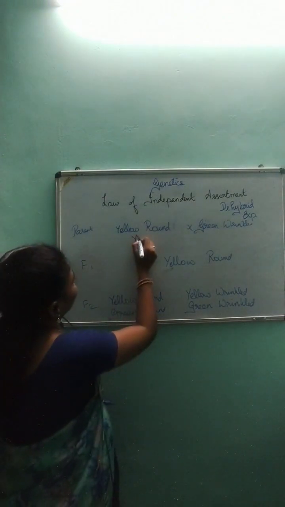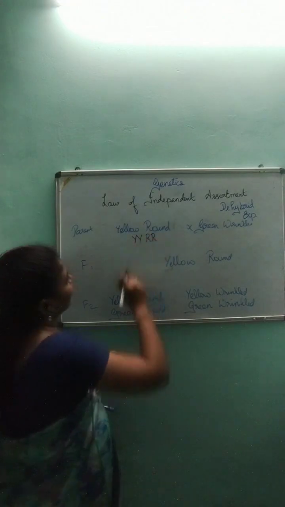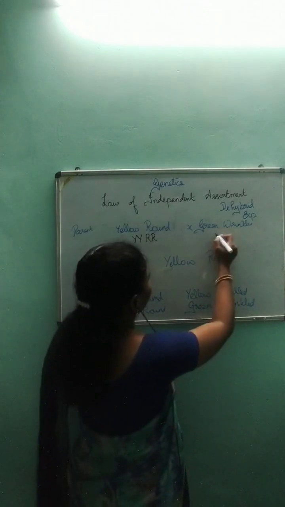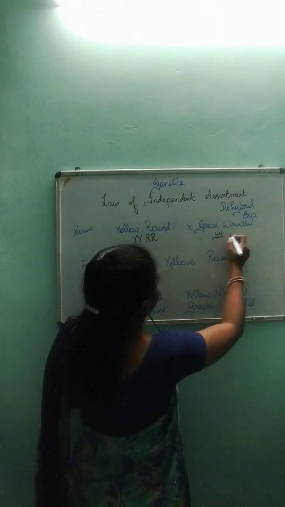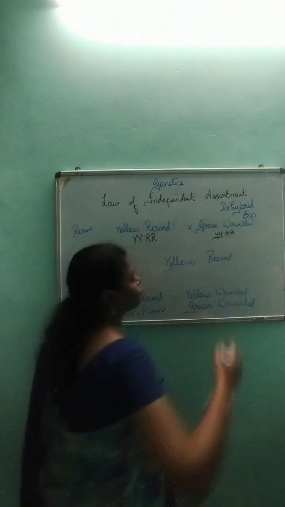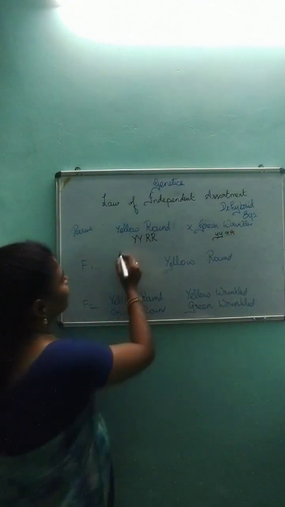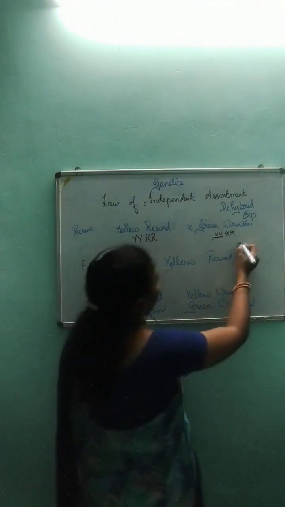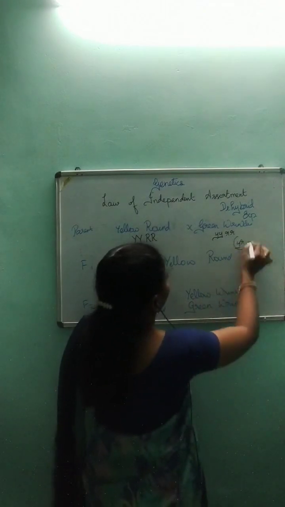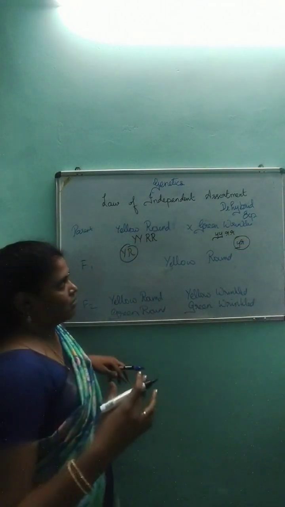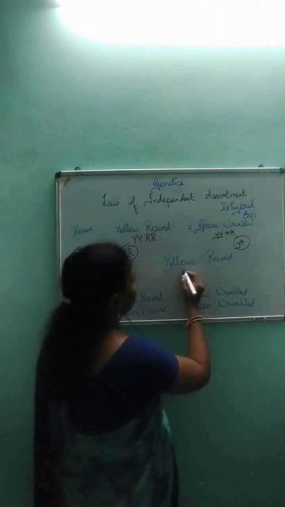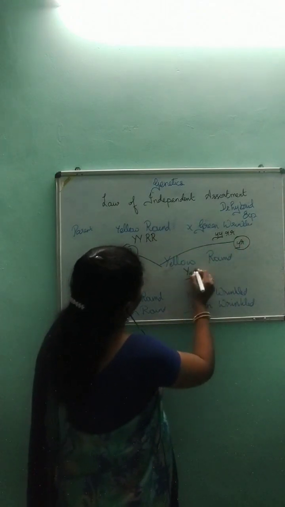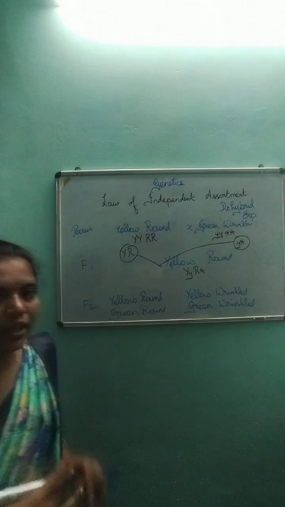Yellow round, being a pure breed, has the genotype capital Y capital Y, capital R capital R. The genotype of green wrinkled will be small y small y, small r small r. The gametes formed would be capital Y capital R from one parent and small y small r from the other. These are the gametes formed from the parents. In the F1 generation, their genotype is capital Y small y, capital R small r.